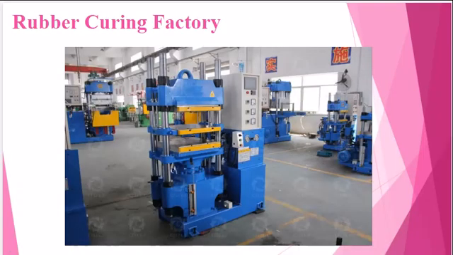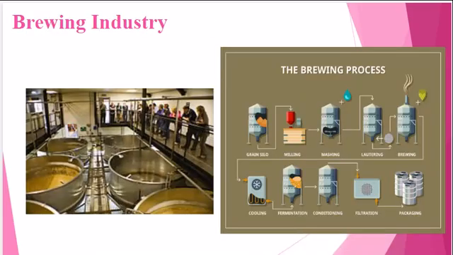Rubber curing factory. Rubber curing factories use steam to heat rubber, facilitating the vulcanization process. This controlled heat application ensures consistent product quality, reducing energy costs and improving production speed. Brewing industry. In the brewing industry, steam heats and sterilizes brewing vessels, ensuring quality processes like mashing and fermentation. Efficient steam systems lower energy costs, supporting sustainable practices and enhancing the final product's quality.